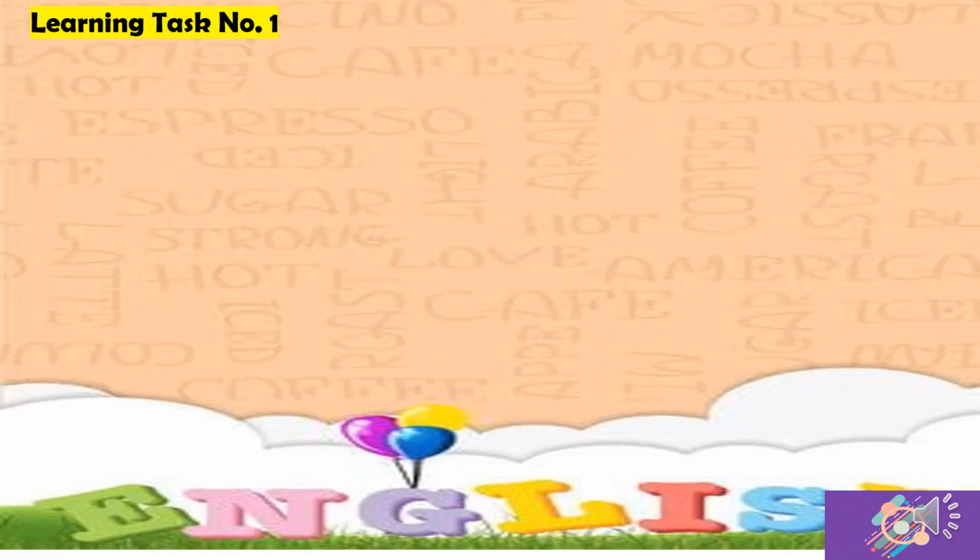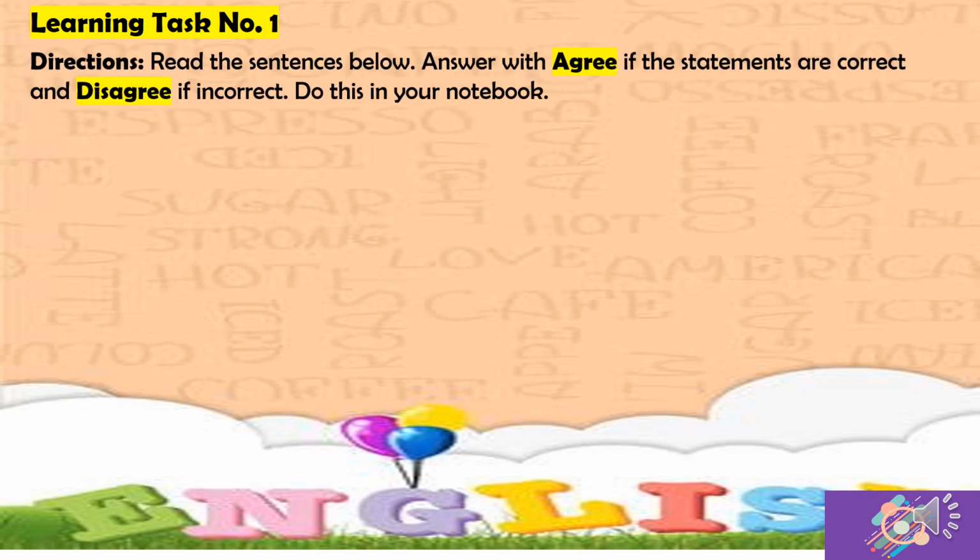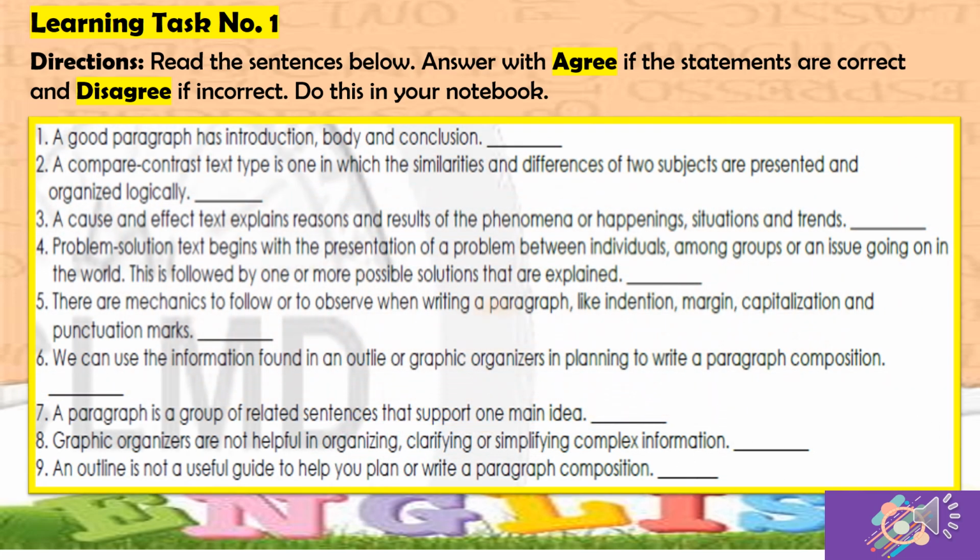Let us answer learning task number 1. Directions. Read the sentences below. Answer with agree if the statements are correct and disagree if incorrect. Do this in your notebook. For number 1, a good paragraph has introduction, body, and conclusion.